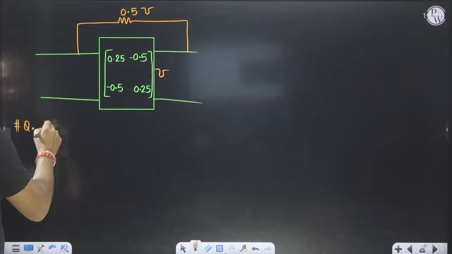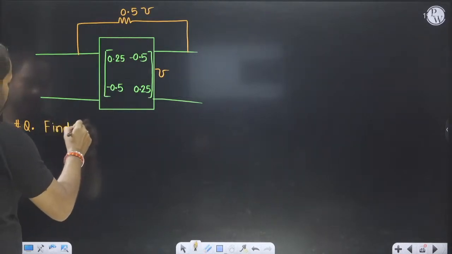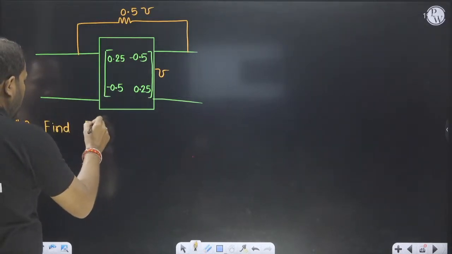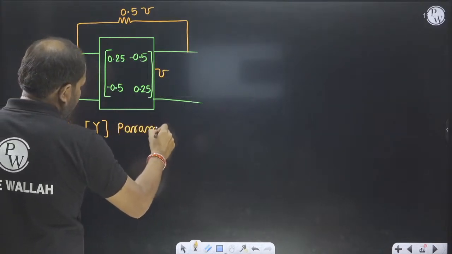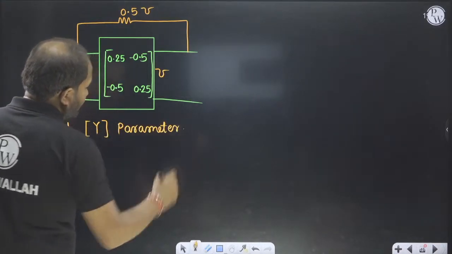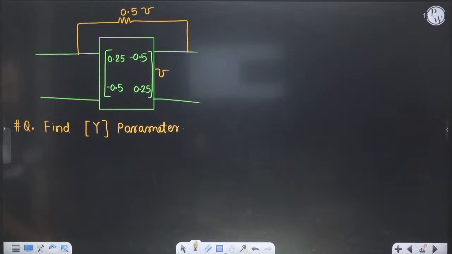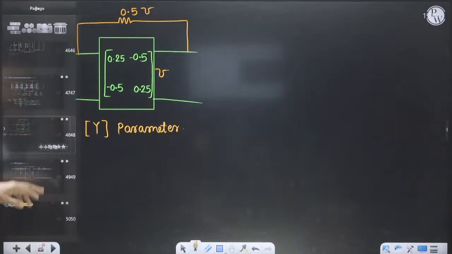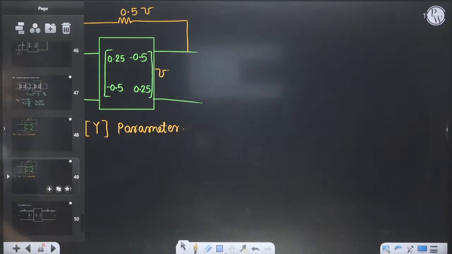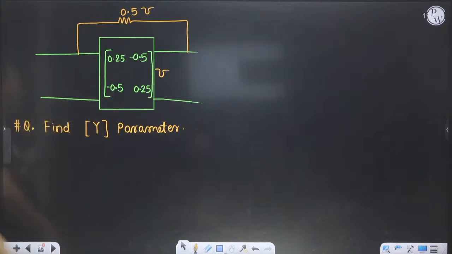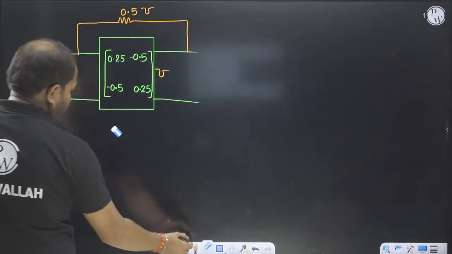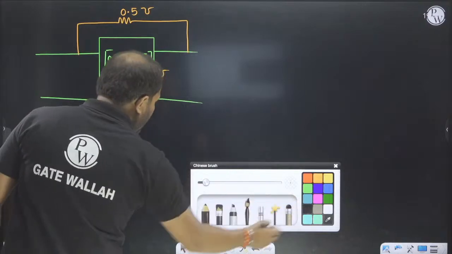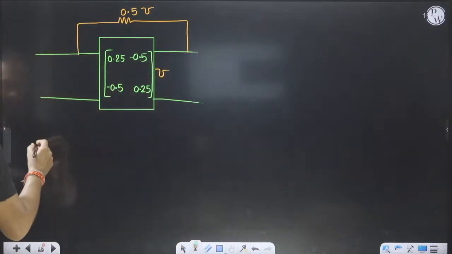They are asking for the equivalent Y parameter. So this is in parallel condition. You have to think like this. This is a parallel condition of network connection.